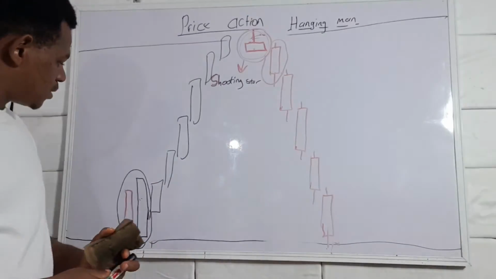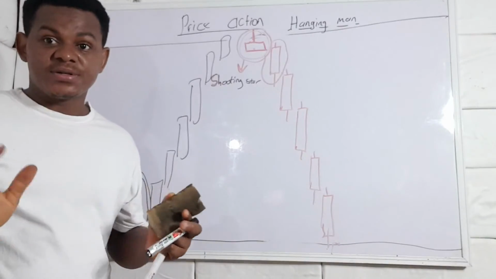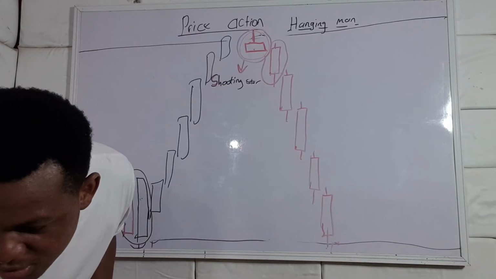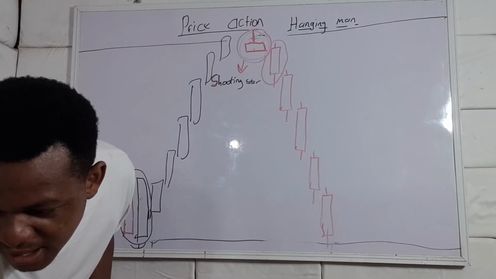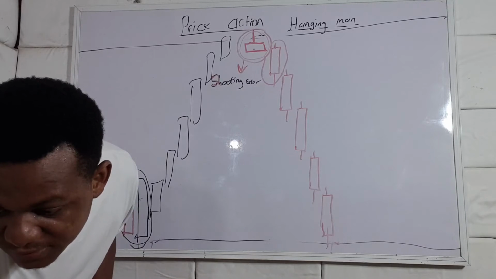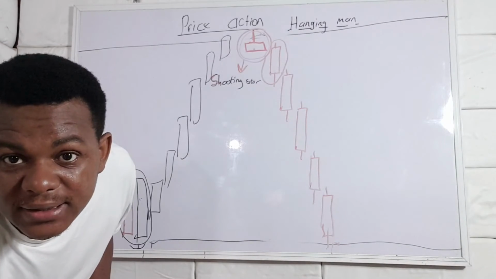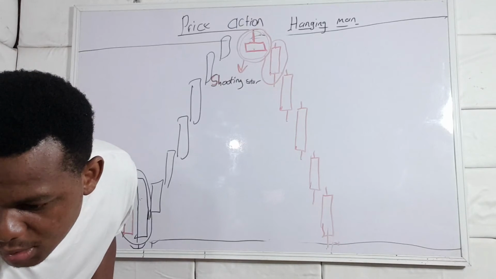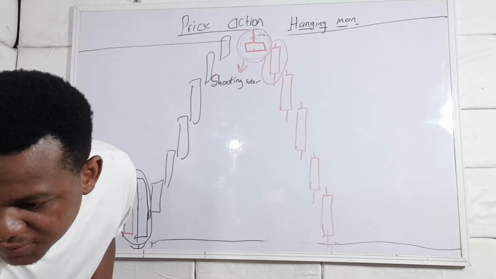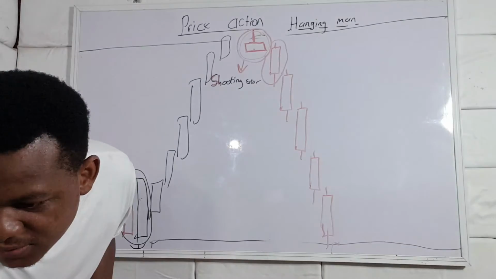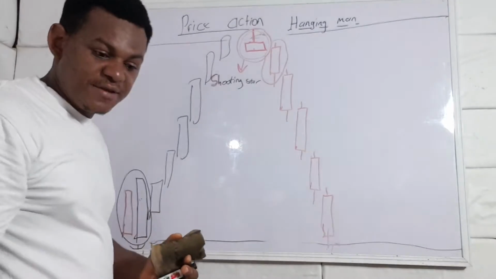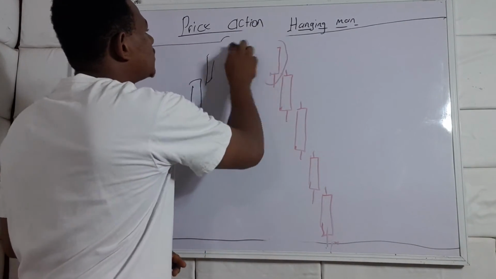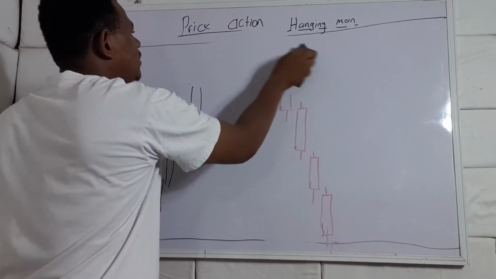Okay, so it's just very easy to spot in the market, I'm telling you. It's not hard. Price action is not hard to spot in the market. So we've done the bearish engulfing. We have one last one, which is the evening star.